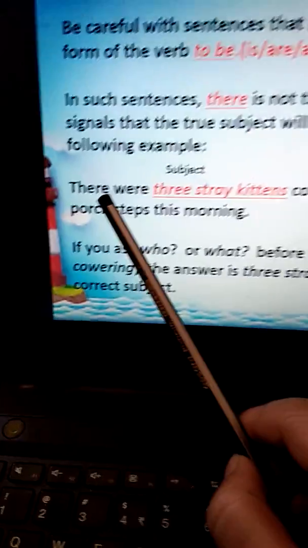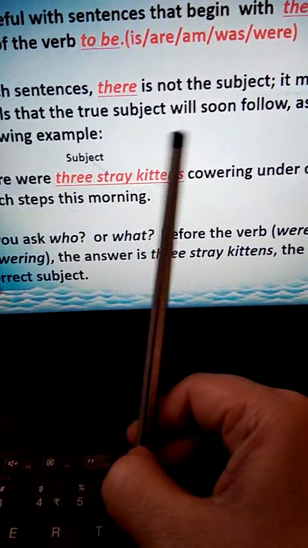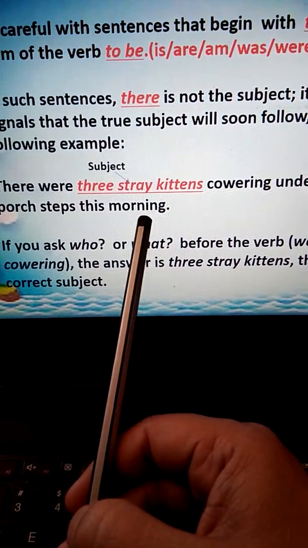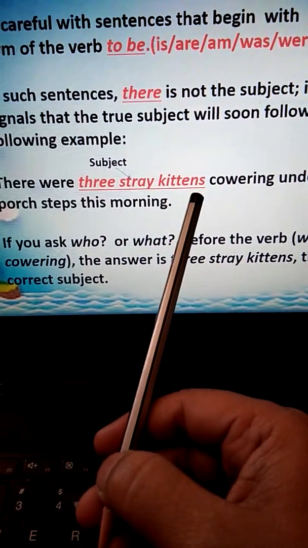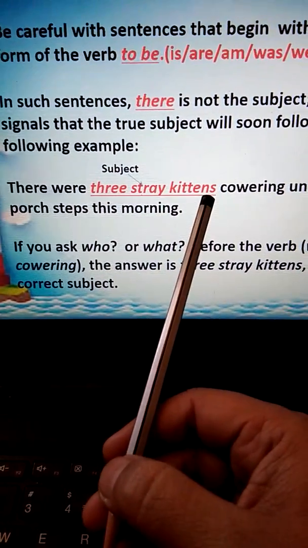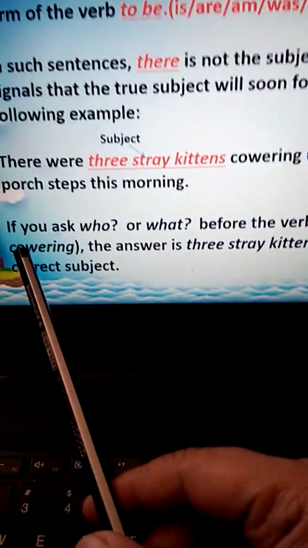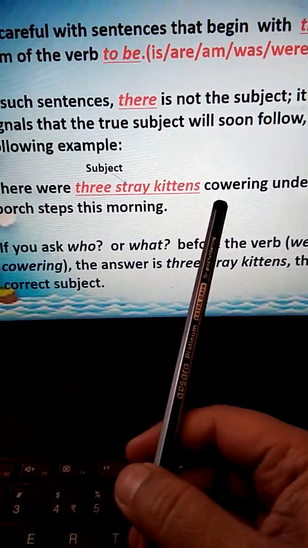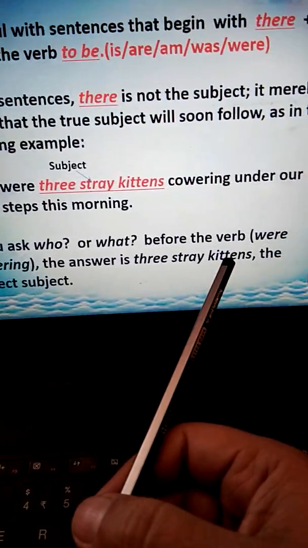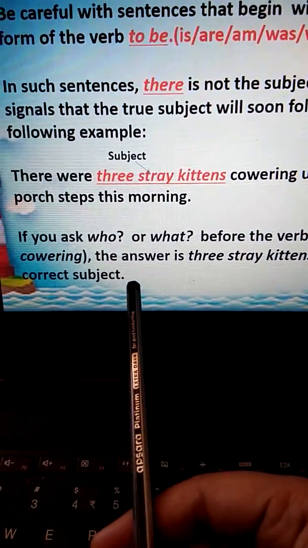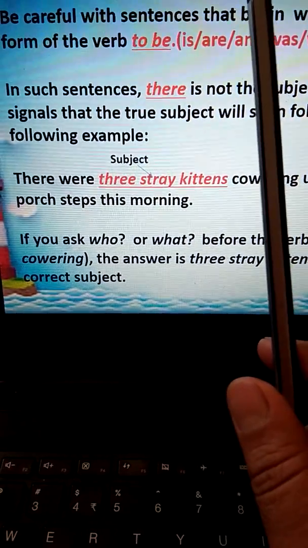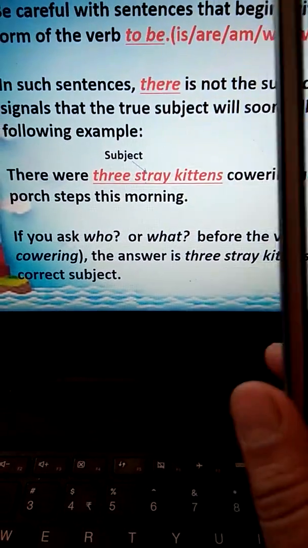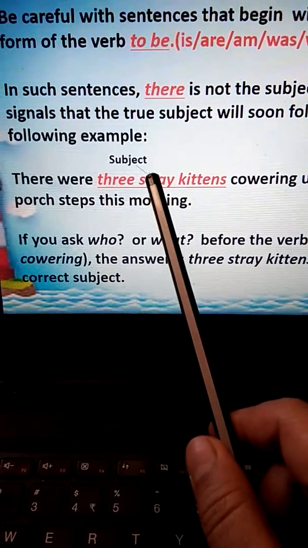For example, there were 3 stray kittens cowering under our porch steps this morning. So who were cowering? 3 stray kittens. So this is the subject. If you ask who or what before the verb were cowering, the answer is 3 stray kittens. Thus, the correct subject is not there, were. It is these 3 words, 3 stray kittens, that we are talking about. So they are the subject.